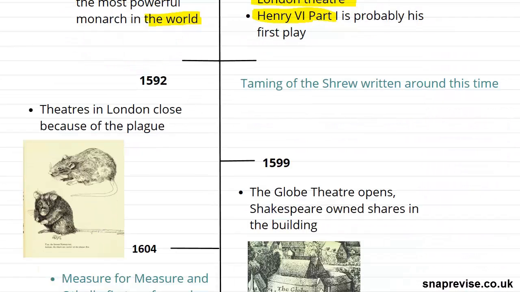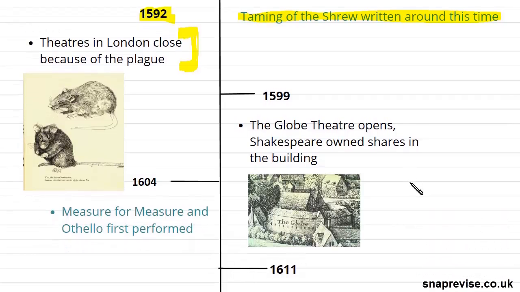In 1592, theatres in London closed because of the plague. And so at this time, Shakespeare is said to have written a lot of his sonnets and poetry. It is said that The Taming of the Shrew was written around this time. And then, in 1599, the Globe Theatre opened, and Shakespeare owned shares in the building. So this theatre was purpose-built for plays.